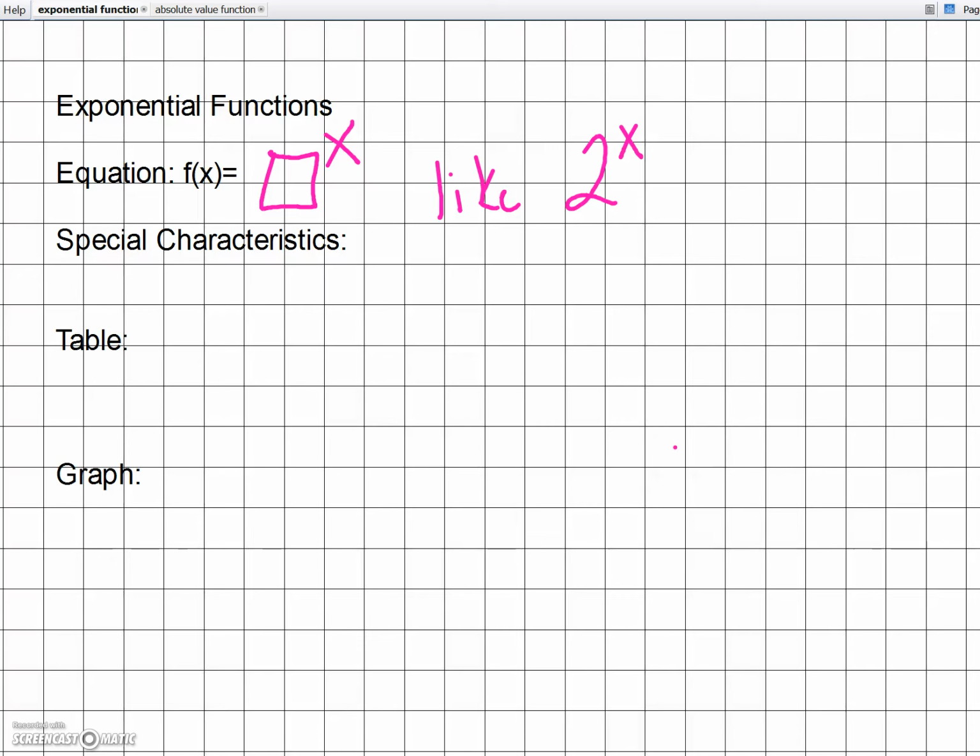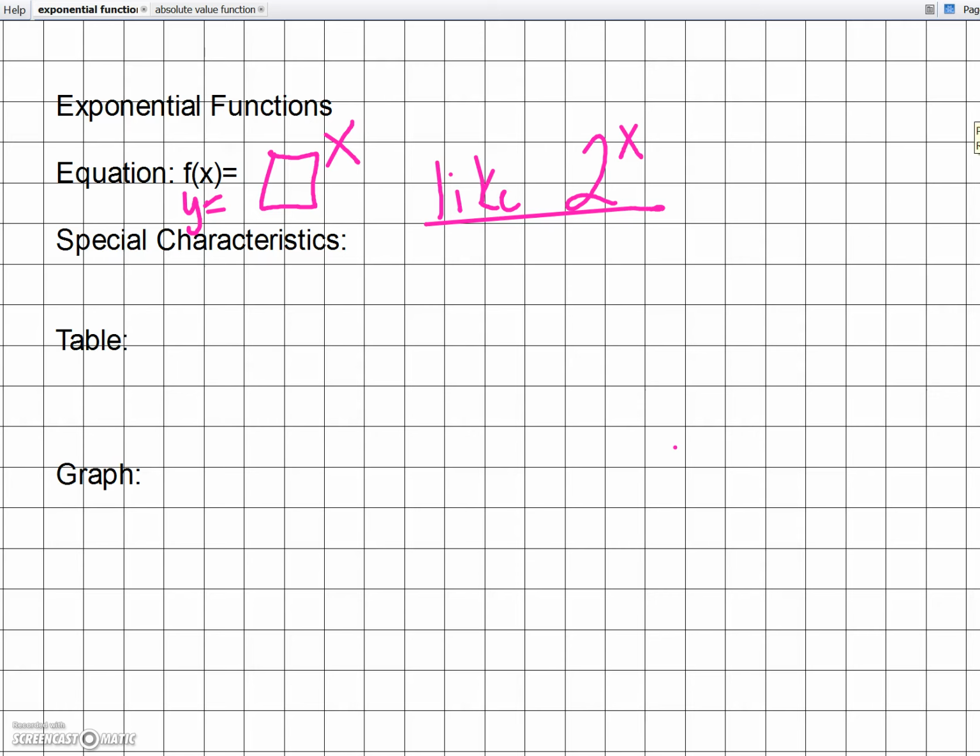Hey guys, today we're going to talk about exponential functions. We're going to start with what the equation looks like, which is f of x equals some number to the x power. Remember again, this can be y equals, it's the same thing. So for example, what is the function of 2 to the x power? That's what we're going to work with today and see where we can go with that.